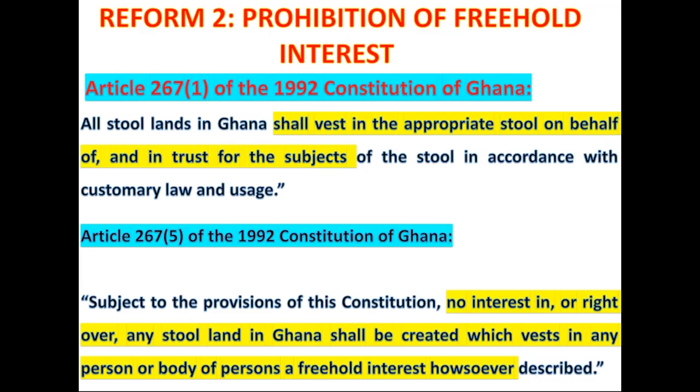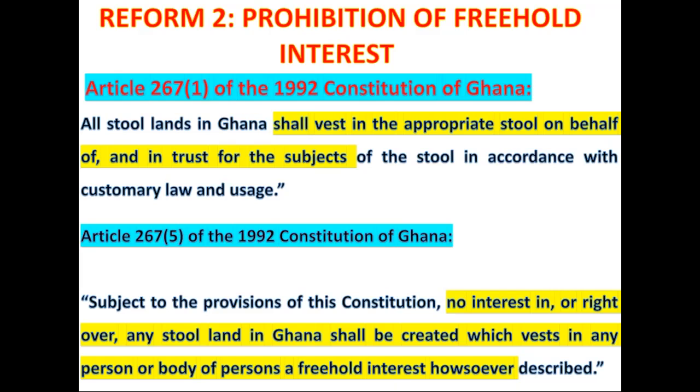Now, before the coming into force of this Land Act, the view that had been usually paraded in several circles was that in Ghana, you cannot create a freehold interest in any land at all. But if you look at the wording of Article 267 Clause 5, it only created the trusteeship concept for stool lands, and therefore the prohibition in creating freehold interest was only in relation to stool lands, meaning that the Constitution in its letter did not prohibit the creation of freehold interest in family land.